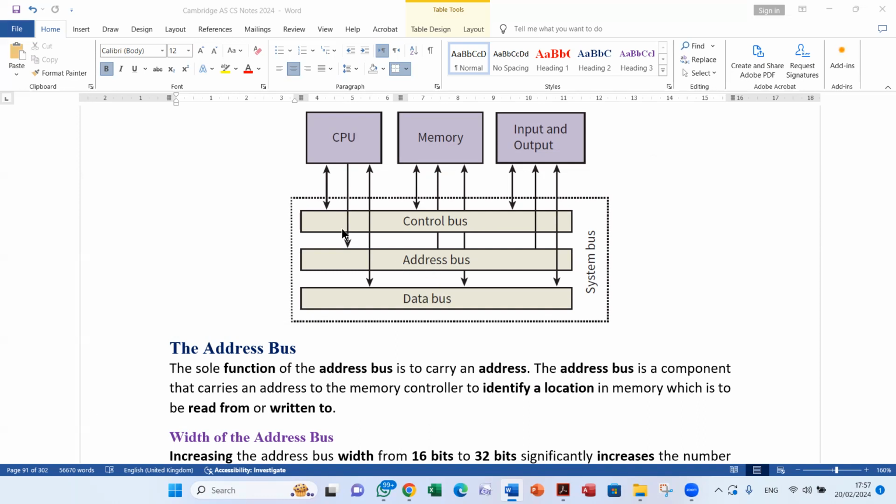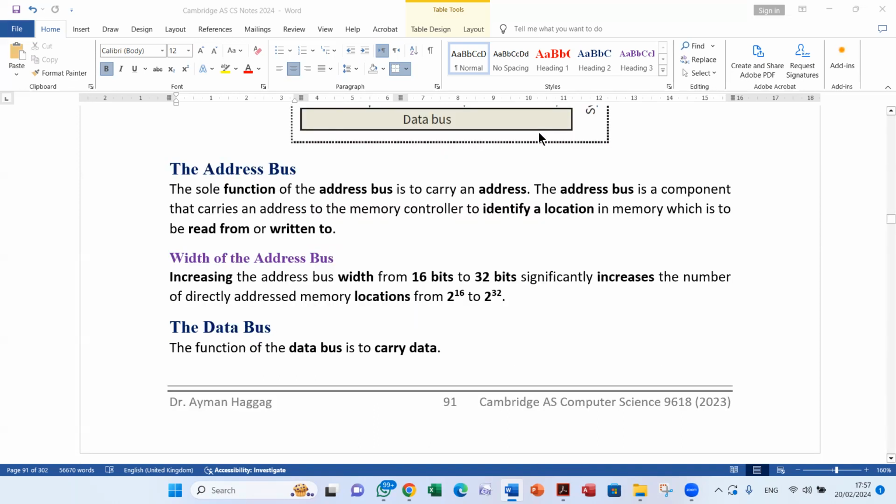Okay, the CPU decides the address, and the address goes to memory, or the address goes to input and output storage, for both reading and writing, the same. What about having more bits? The width of the address bus. You should know the address bus from the O level. Increasing the address bus width, which means the number of bits, because the address bus is using parallel transmission.